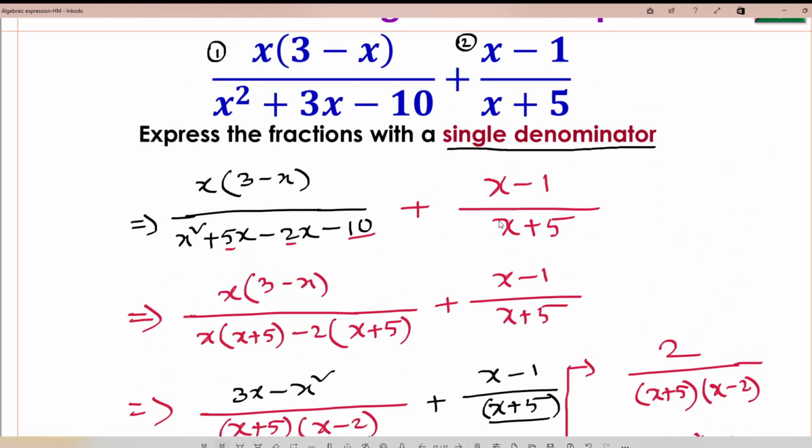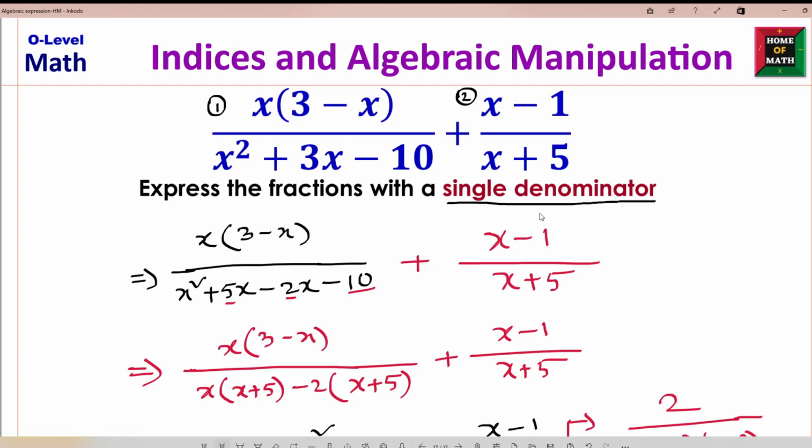It's not hard math, but interesting math. Algebraic manipulation is a very important thing, and expressing fractions with a single denominator is also a very important part of algebra. Hope you understand this one. If you have any question, just put it in the comments box.